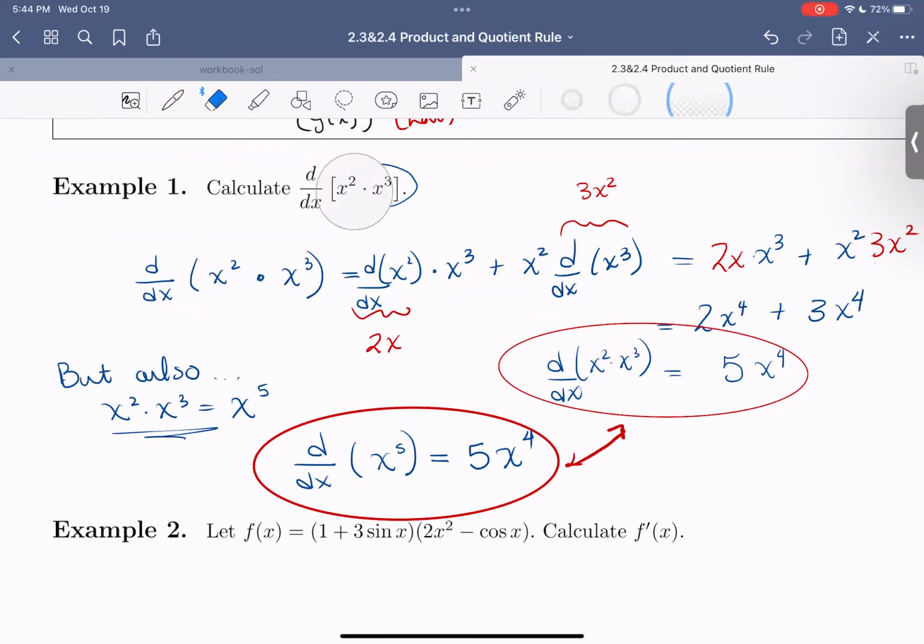So this is all to say also that sometimes it's really tempting to see a product and think, oh, use the product rule. But sometimes it is simpler to combine terms and use a simpler rule like the power rule. But this product rule will come in handy with more complicated functions like we'll see in the next example.